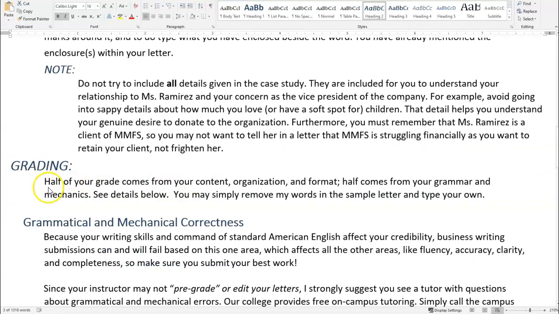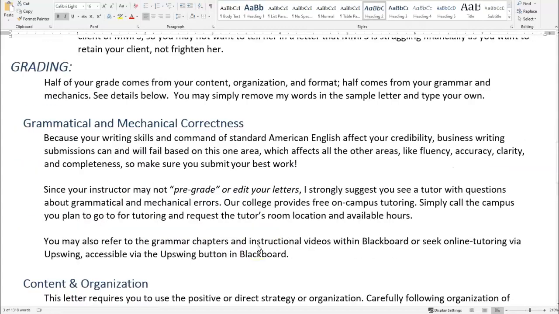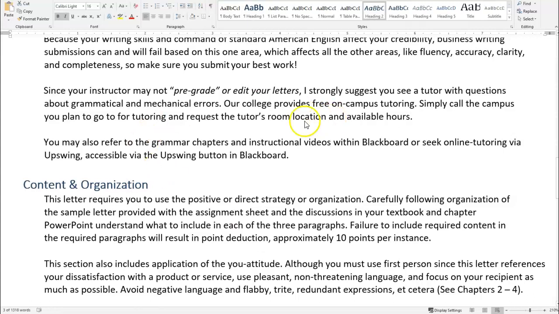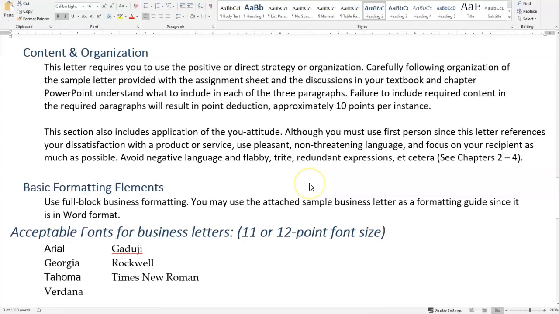This grading is old. I should have changed this, but your grading, like I told you, a third comes from your content and organization, a third comes from your formatting, and a third comes from grammar and mechanics. Okay, and then mechanics, I talk about this. I can't pre-grade your work. You guys already know that. It's just reminders. Content and organization, so you're supposed to use the positive or the direct strategy. In this case, you've got to use the indirect strategy.